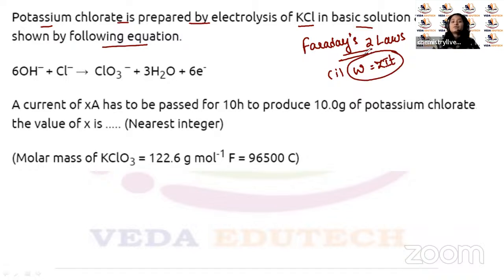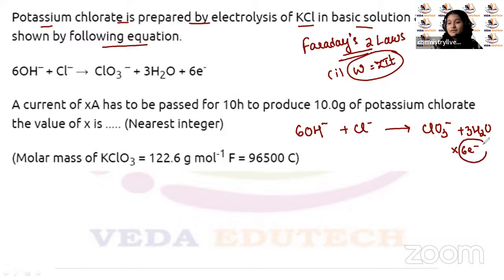Okay, so it is given here that potassium chlorate is prepared by electrolysis of KCl in basic solution as shown in the following equation. And what is the equation given to us, children? It is given as 6OH⁻ + Cl⁻ gives ClO3⁻ + 3H2O + 6 electrons. So this is given to us, and luckily we have been given the number of electrons here. Then a current of X ampere, so some amount of current. So here X ampere means we have to find out the amount of current that has been passed. So we have to find out ampere, right? Current is being asked to us.